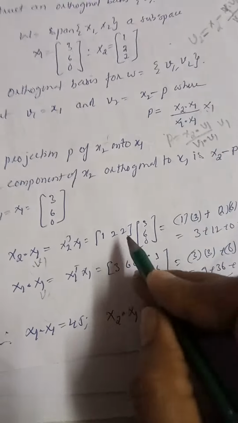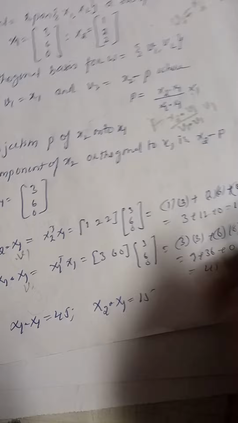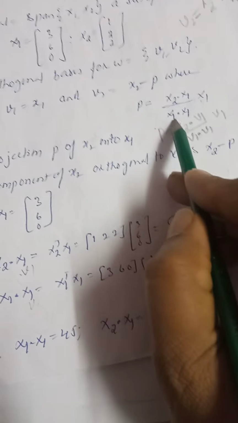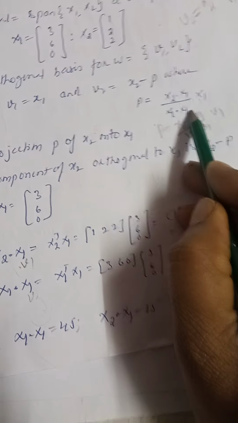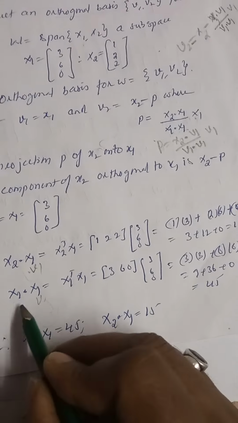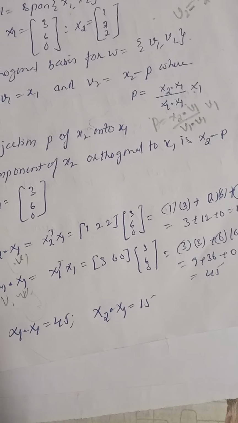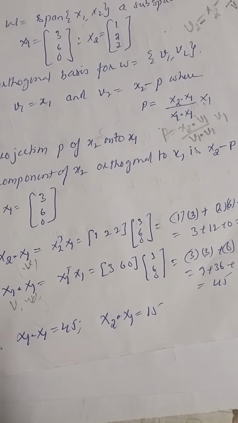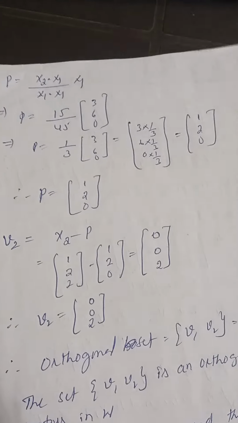Now we are finding the inner product, or we can say the dot product. The dot product is 15. Next we have to find in the denominator x1 dot x1. This is nothing but v1 dot v1 as per our theorem, which is also 45. The inner product of that vector v1 is 45. After getting this, we have to calculate v2. What is v2? Before going to find v2, first of all, I'm simplifying.